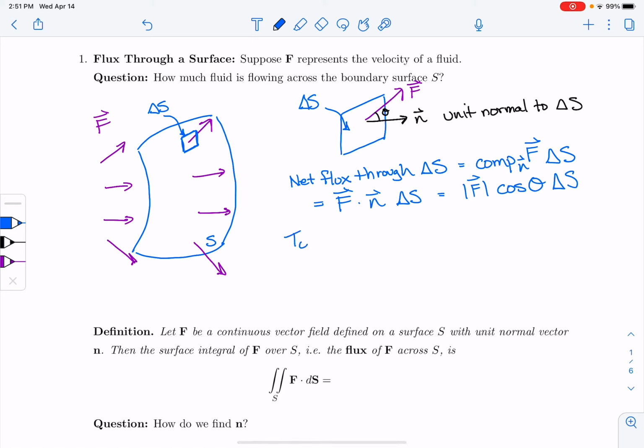If I want the total flux through the entire surface, okay, then I can sum over all of the pieces. And I'm going to imagine that they're going to be indexed in 2 dimensions because it's a surface that can be described in 2 dimensions. So I'm going to imagine that they're going to be indexed there. And then I'm going to do the double sum of F, okay, over that small region dotted with n over that small region delta S.